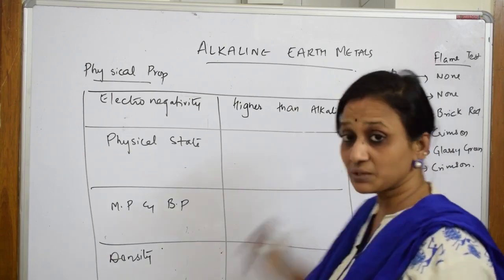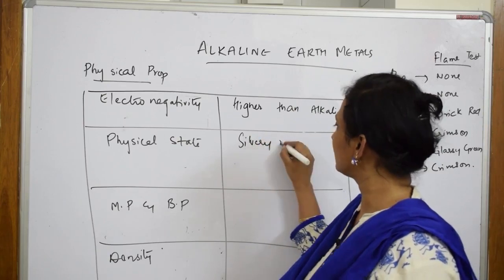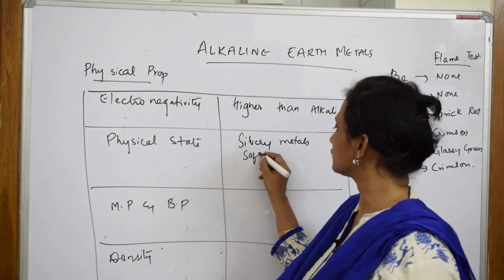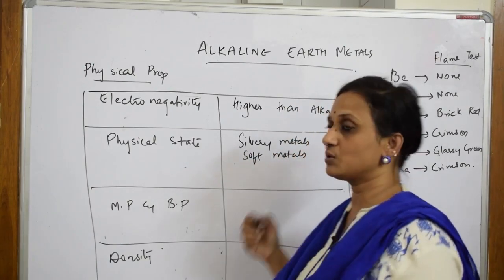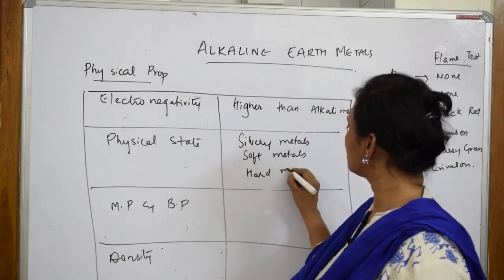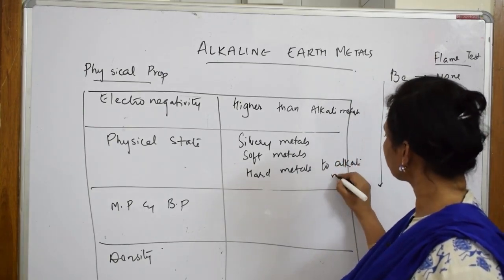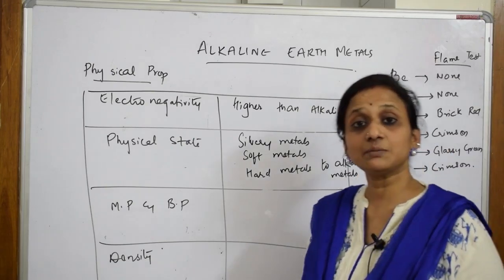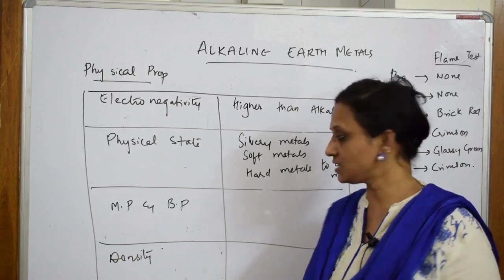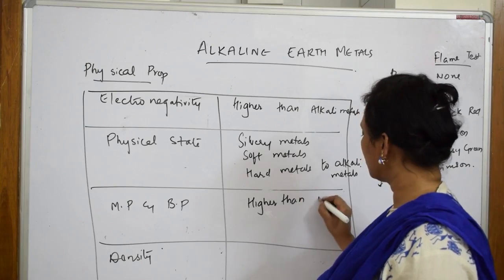Done. When I speak about the physical state, they're all silvery metals, right? And next important thing, I can cut them with a knife, so they are soft metals. But in comparison with alkali metals, they are hard metals. When I speak about melting and boiling point, the size is smaller, the nuclear force of attraction will be more, so obviously the melting and boiling points will be higher than alkali metals, right?